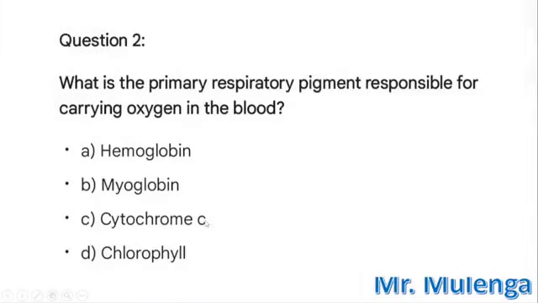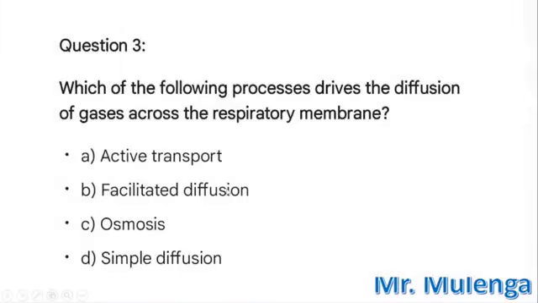We now come to our question 2. Our question 2 reads, what is the primary respiratory pigment responsible for carrying oxygen in the blood? A. Hemoglobin, B. myoglobin, C. cytochrome C, D. chlorophyll. So the primary respiratory pigment responsible for carrying oxygen in the blood is A. hemoglobin. So we now move on to our question 3.